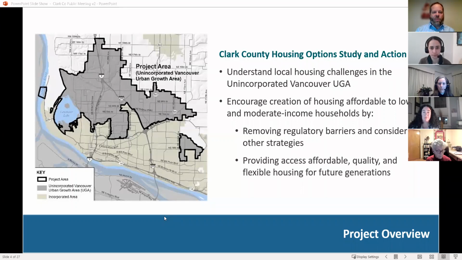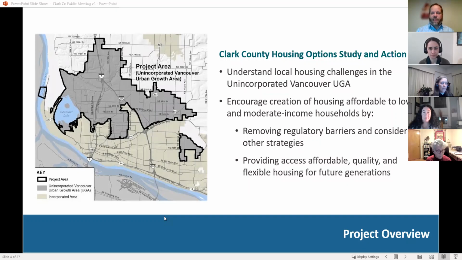You can see here our project area, the unincorporated Vancouver urban growth area. We'd like to know if you live inside that area, outside that area, or if you're unsure. I'll wait about 10 seconds here, and then we'll end the poll and see where people are coming from. Five seconds. All right, let's take a look.